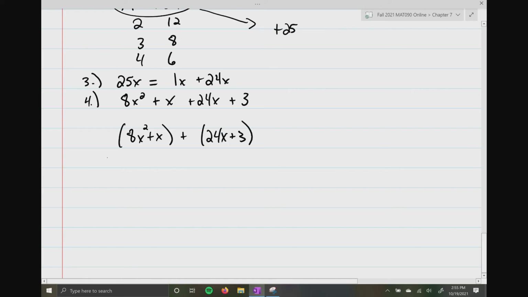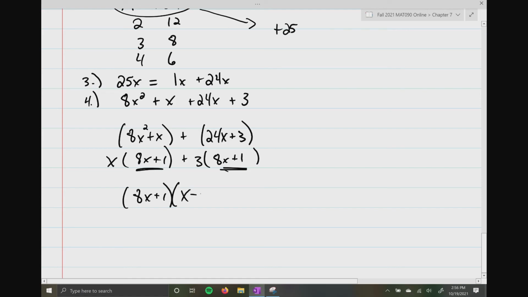I factor out an x for my first parenthesis. That gives me the quantity 8x plus 1. For the second, I factor out a 3. And notice that also gives you 8x plus 1. So those match, which is great. So just factor out the 8x plus 1. And what's left over is x plus 3.